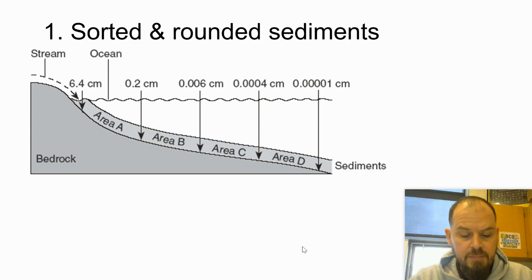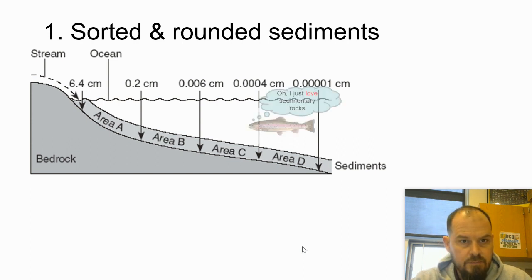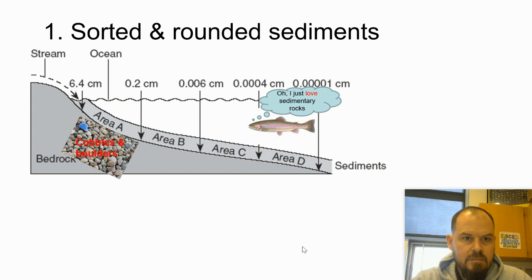And one of the things you need to be able to tell me is that underneath area A is going to be cobbles and boulders. I'm not sure if that's going to just show up, but fishies love sedimentary rocks. There we go, cobbles and boulders. So underneath that picture, you're writing cobbles and boulders. The big stuff is going to stop first, okay?